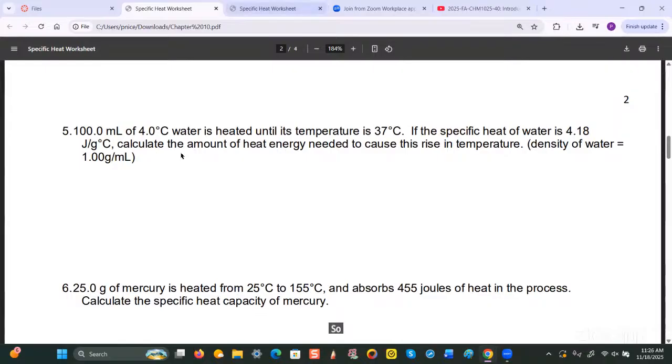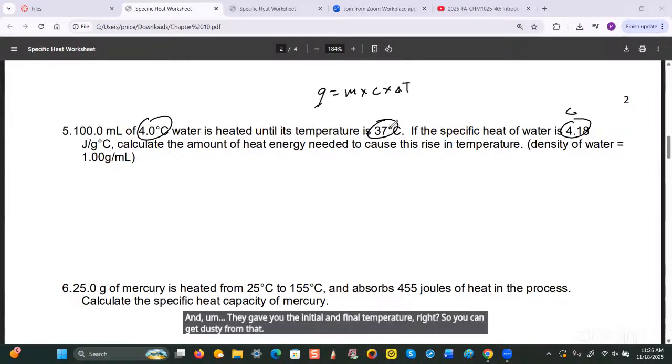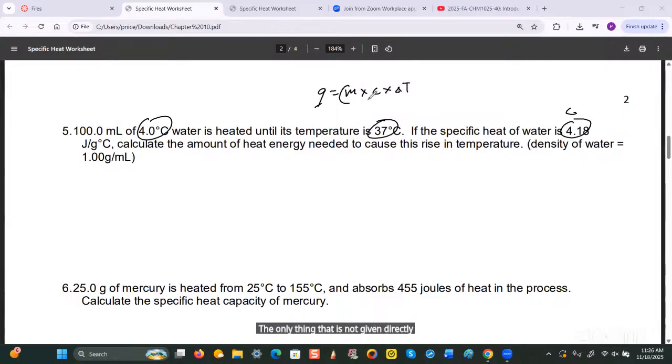All right. So again, same equation. Q is equal to M times C times delta T, right? They gave you C. So this is C here, right? And they gave you the initial and final temperature, right? So you can get delta T from that. The only thing that is not given directly is the mass, right? However, you can calculate the mass. Why? Because they gave you the density of water and they also gave you the volume of water, right? And we know the relationship between density and volume, right? Density is equal to mass over volume.